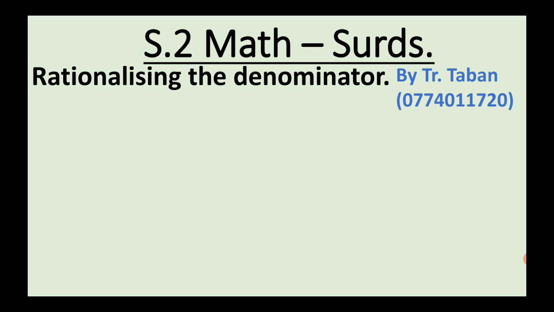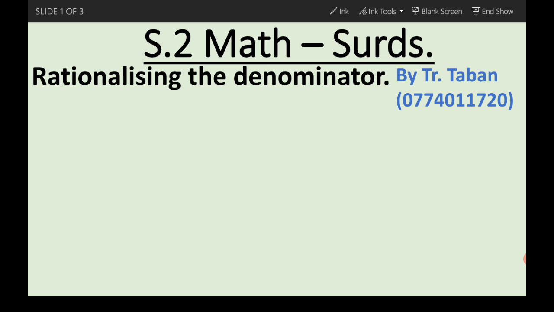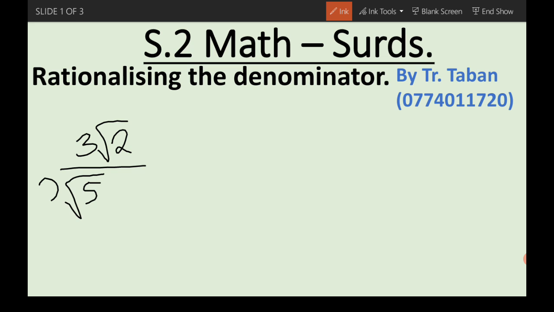In the previous lesson we looked at rationalization when we had only one square root in the denominator. For example, in case you have to rationalize an expression like 3 root of 2 divided by 2 root of 5. What we said last time is that to rationalize the denominator, you simply multiply both the denominator and the numerator by the denominator.